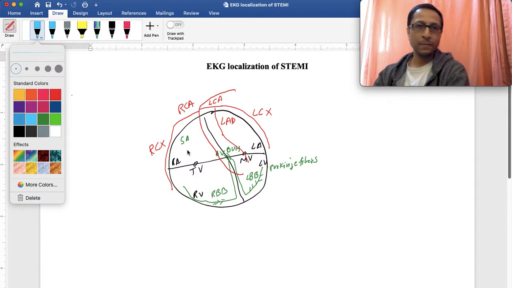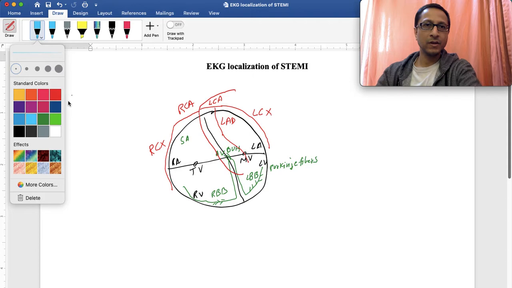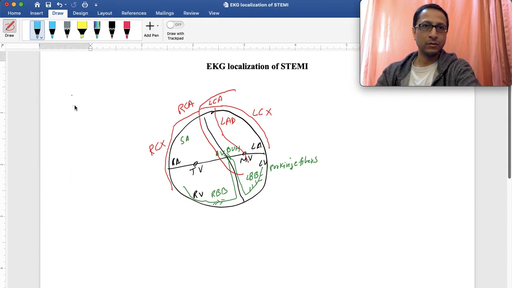All right. So now let's put in our leads. Imagine we have two kinds of leads: chest leads and limb leads. Chest leads are also called precordial leads. This one is on the right side, the right shoulder usually. AVR on the right, AVL on the left, and AVF, F for feet.